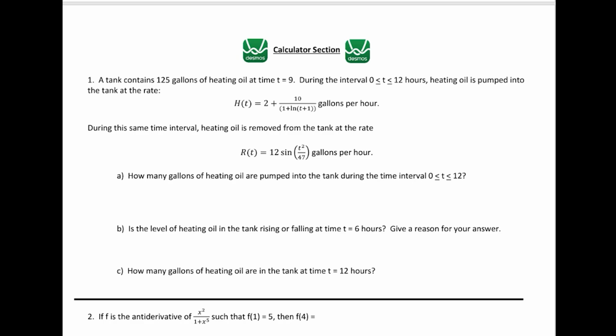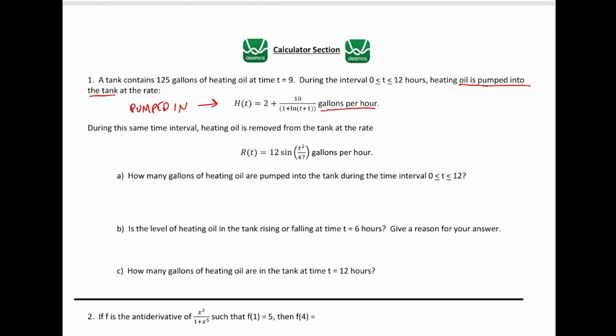Number 1 says a tank contains 125 gallons of heating oil at time t equals 9. During the interval 0 to 12 hours, heating oil is pumped into the tank at a rate. Okay, so it's being pumped into the tank. And we have this function h to define that rate. This is a rate function, in gallons per hour. So if we find the antiderivative of that function, it'd be gallons. And if we find the derivative of that function, it'll be gallons per hour squared.